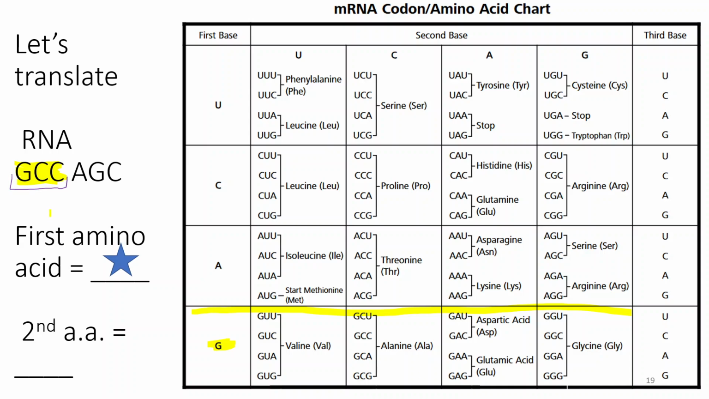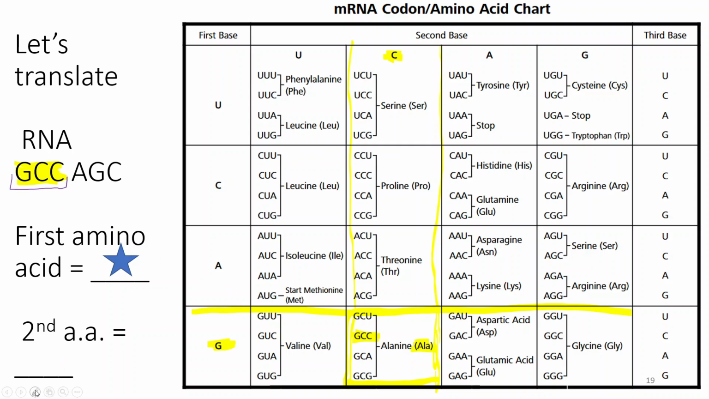Our second nucleotide is C, so we go to the C column. It's right here. So we know that we're working in this column. So now we know that we need to be in this square right here. Our last nucleotide is C, so C is in the second row here. So there is our codon, GCC, and it codes for alanine, ALA.